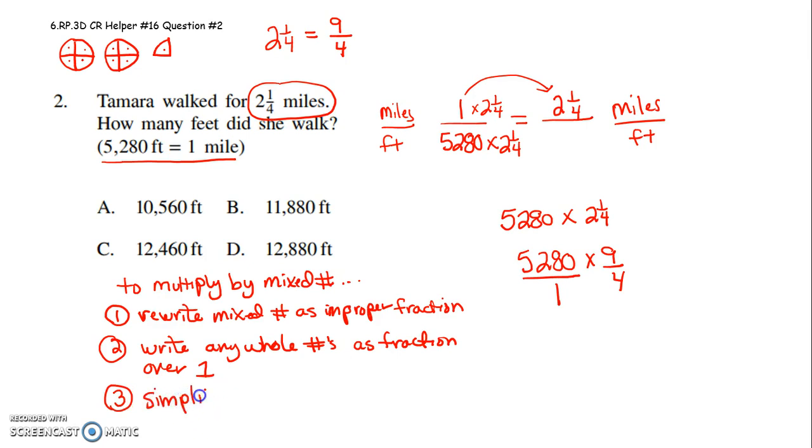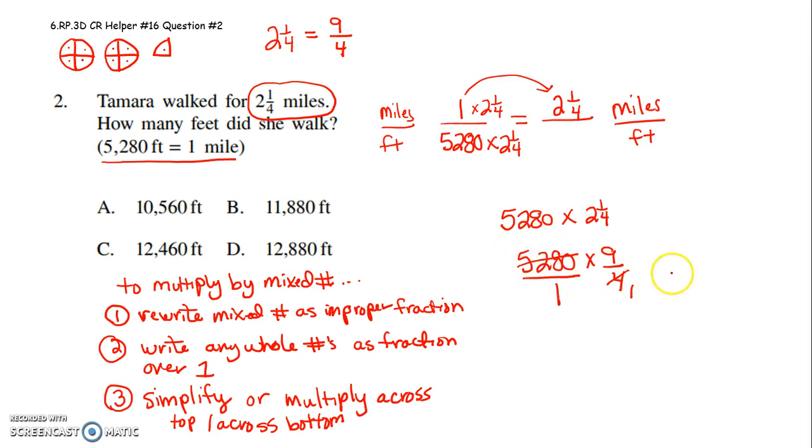You either simplify, that would mean 4 goes into 4 once. How many times does 4 go into 5,280? Or multiply straight across the top, straight across the bottom. And if you choose to multiply first, you'll simplify in the last step. So this third step can go in either order. You either simplify first, then multiply, or multiply first, then simplify. I think I'll simplify first just to make my life easier. So 4 goes into 4 once, and I'm going to see how many times does 4 go into 5,280.